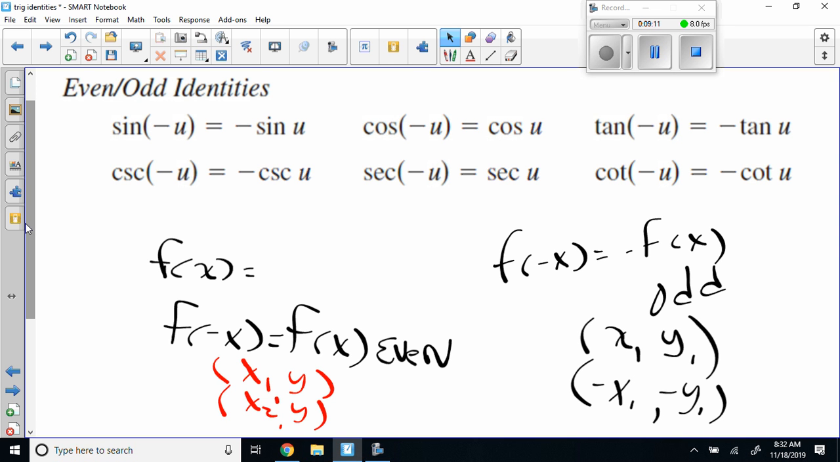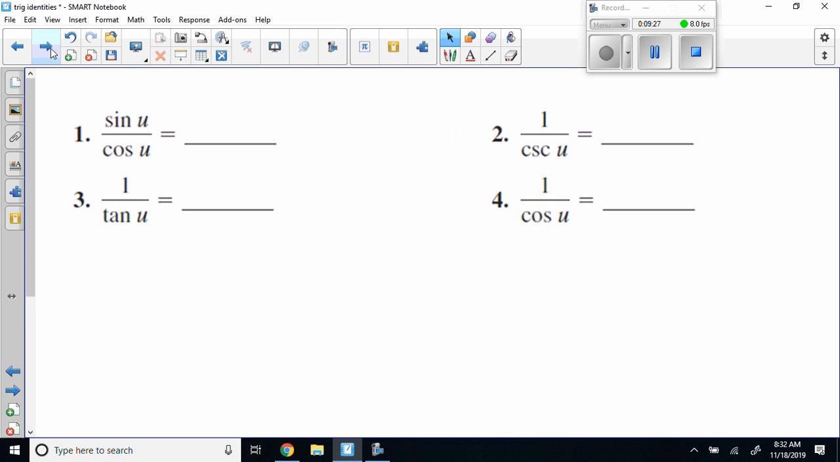Y'all ready? So all of what we're about to do next has to be on our own separate sheet of paper, because these right here, you need to refer back to these identities. So let's go have a little fun.